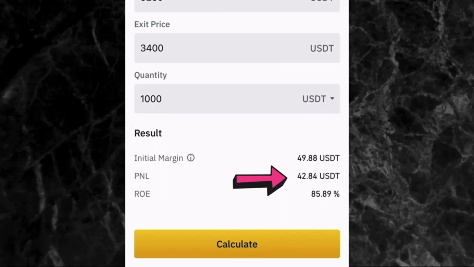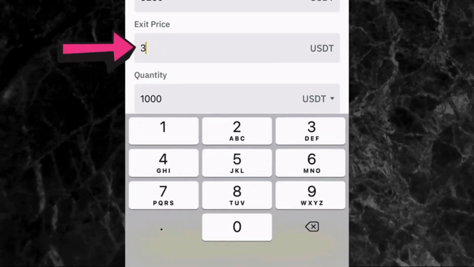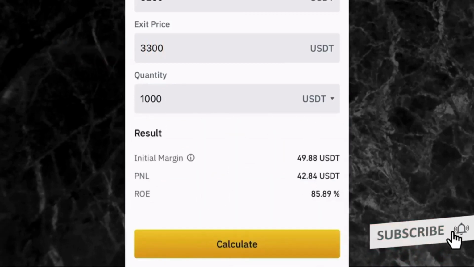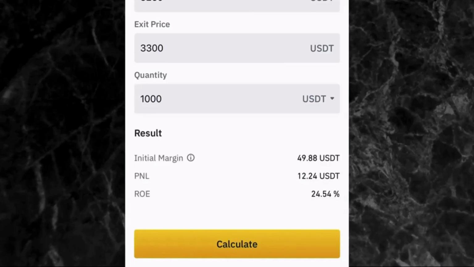So that means you can calculate the amount of profit you're going to make. So let's say, for example, you plan to exit the trade when it gets to like $3,300. You don't want to take too much time, you just want to take profit and go. Tap on calculate again. It's going to show you just need $49, and the profit and loss, you're going to be making $12, and the ROE is 24%. So here you can actually calculate the profit and loss that you're going to be making.